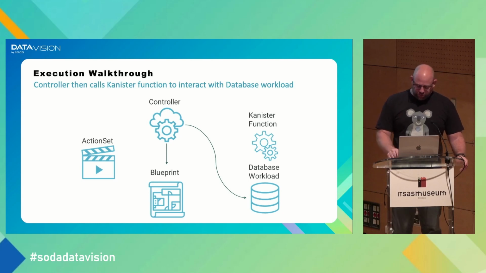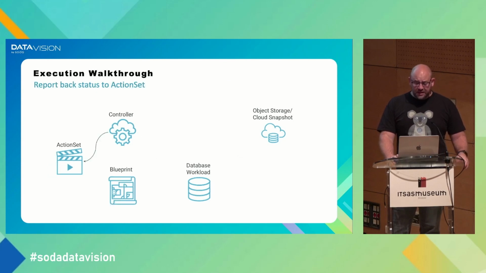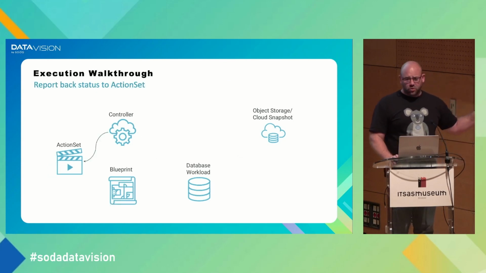And I'll show you a blueprint later on as well. So then once we've done that, it's going to give us that tar file, that consistent copy of our application data, and it's going to send it out into whatever that storage base is, whether it's S3 or some sort of object storage, or whether it's NFS or some other disk-based repository. And then it's going to report back and say, we're all good or we're all bad, and it's going to give you that action set.